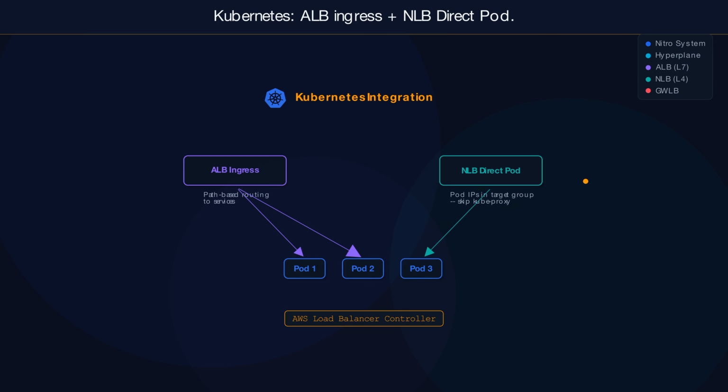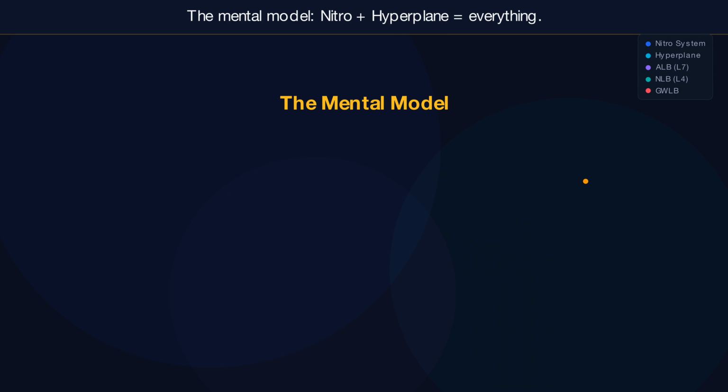For Kubernetes workloads, the AWS Load Balancer Controller automates everything. ALB acts as the ingress controller for path-based routing to services. NLB with direct pod mode assigns pod IPs directly to the target group, skipping the Kubernetes service proxy entirely. This gives you the lowest possible latency for performance-critical pods.